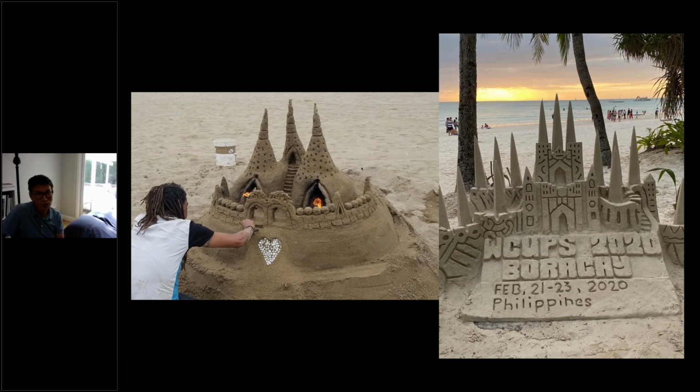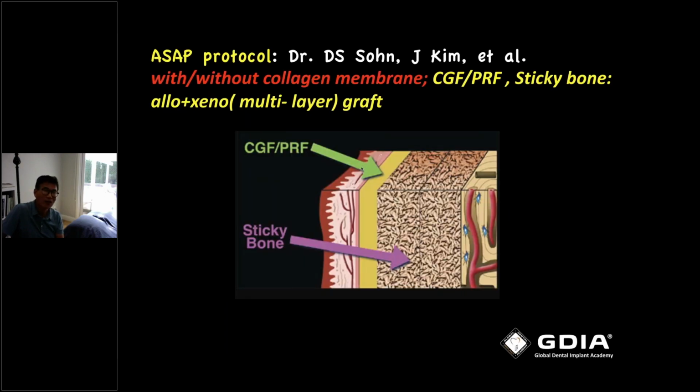When you do GBR, there are so many things. We have the same bone material, the same membrane, the same tissue condition, but every time we build the bone, it's gone. So now I'm going to focus for the next 20 minutes on the ASAP protocol, with our membrane, CGF, sticky bone, and allogenic bone.